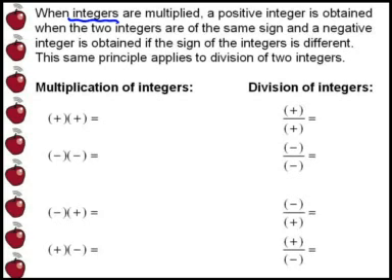When integers are multiplied, a positive integer is obtained when the two integers are of the same sign. Let's underline that. And a negative integer is obtained if the sign of the integers is different. The same principle applies to division of two integers.